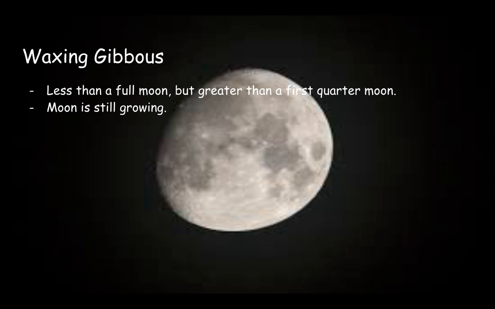The next phase is a waxing gibbous. In this phase, the right side of the moon is almost completely illuminated.